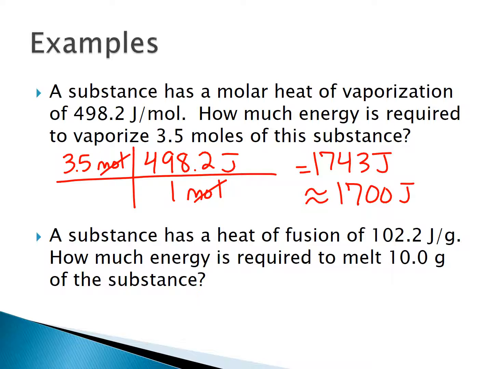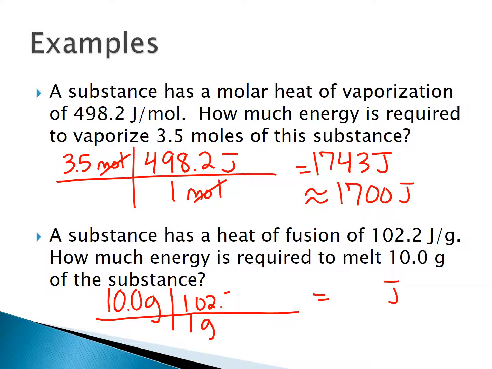Okay, now here's another example with different units. Substance has a heat of fusion of 102.2 joules per gram. How much energy is required to melt 10 grams of the substance? Okay, so I have 10 grams, and I want to get to joules. I know that for every 1 gram, 102.2 joules are required. So I get 1022 joules with significant digits. It'd be 1020 joules.